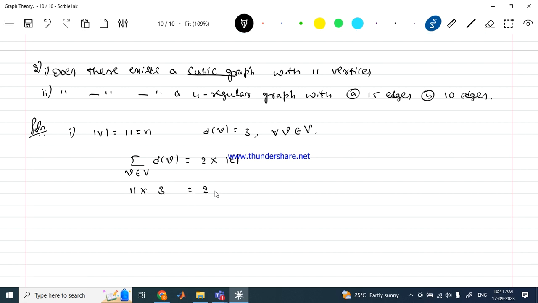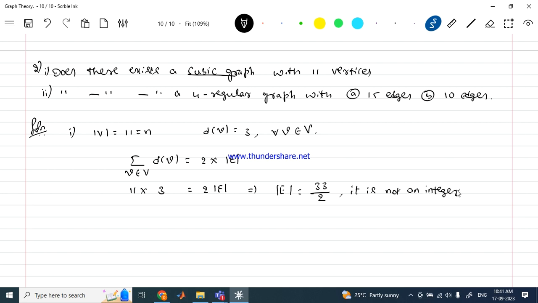That's equal to 2 times the number of edges. It is saying that the number of edges is equal to 33 by 2. So is it possible to have this many edges? No, because it is not an integer.